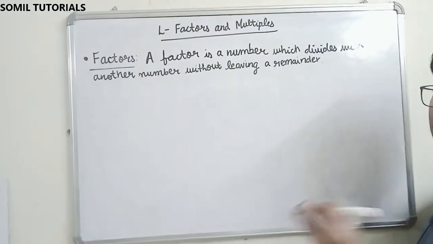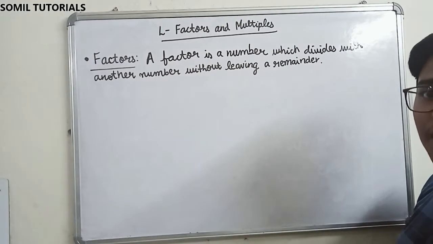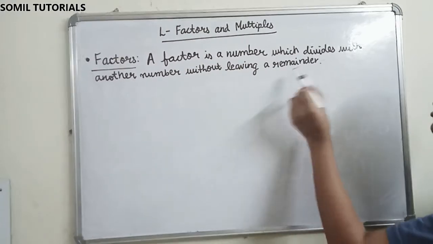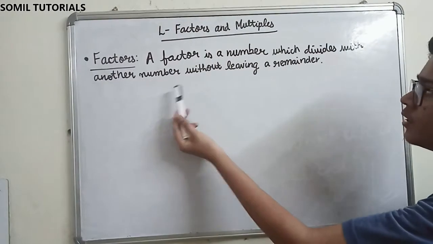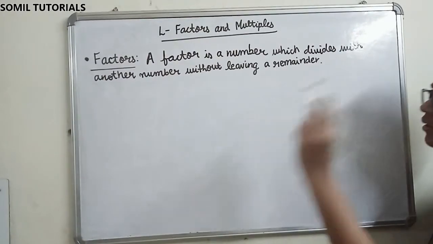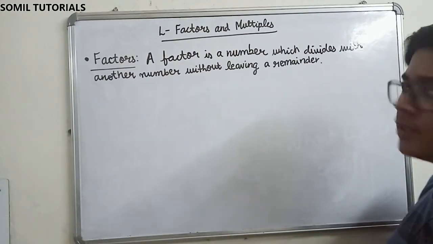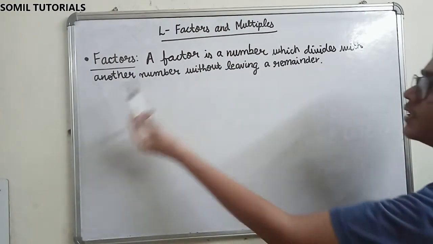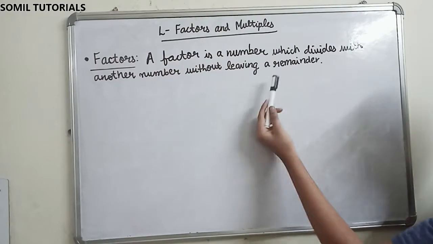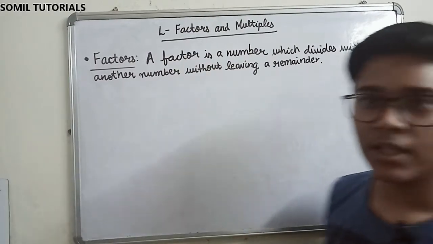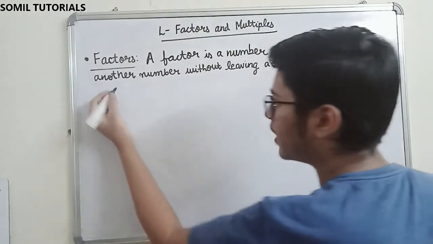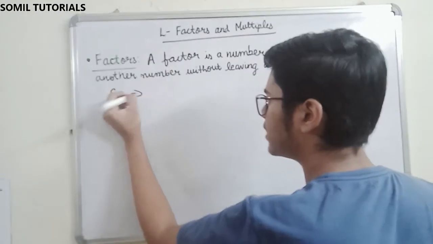Let us understand what the mathematical definition says. A factor is a number which divides another number without leaving a remainder. Let's read again. A factor is a number which divides another number without leaving a remainder. Let us understand what this statement means by an example.